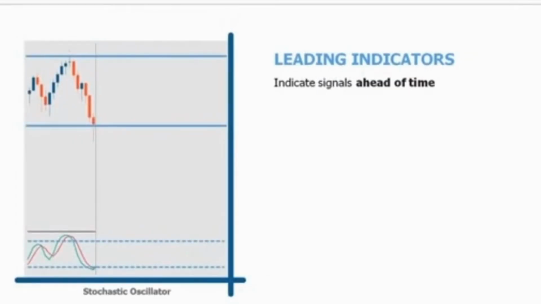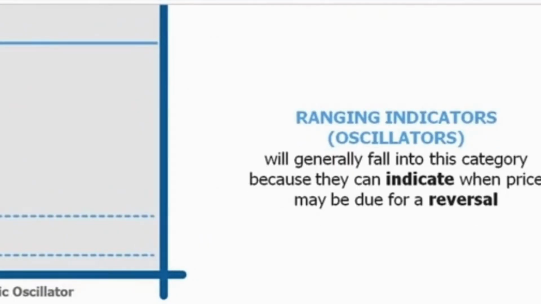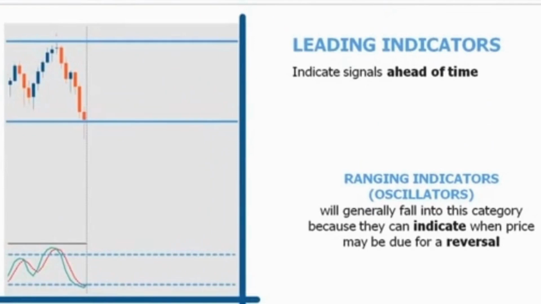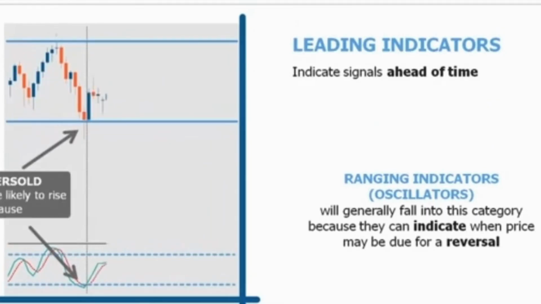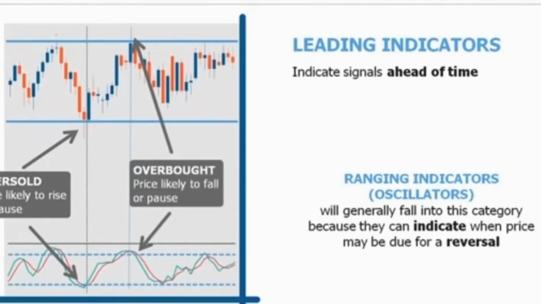A leading indicator will generally indicate signals ahead of time. For this reason, ranging indicators, also called oscillators, will generally fall into this category because they indicate when the price is due for a reversal. Consider, for example, the stochastic oscillator below the chart has given signals when the price is oversold and overbought, and the price subsequently moves back into the range.